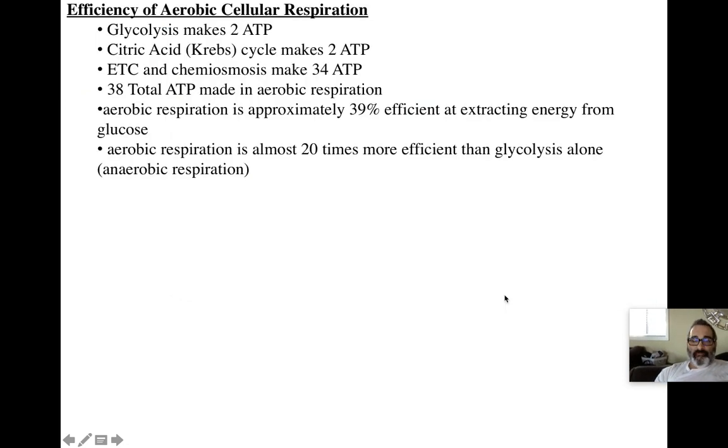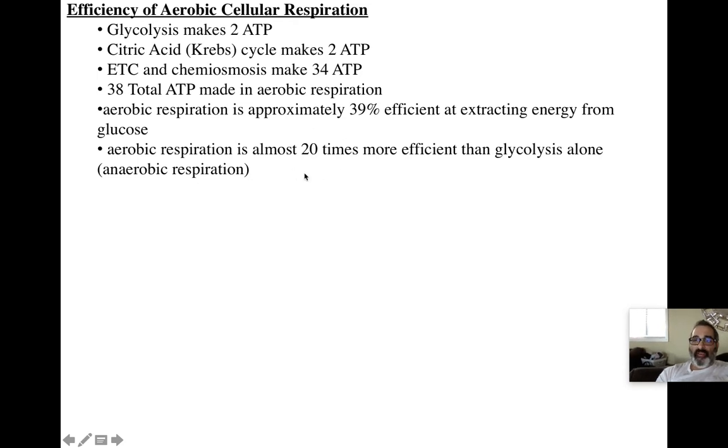Now, how efficient is cellular respiration? Well, if you probably remember back in one of our earlier lectures, anaerobic respiration was only about 2% efficient. Aerobic respiration is 39% or so efficient. So it's about 20 times more efficient.